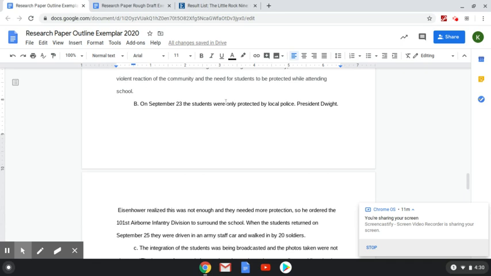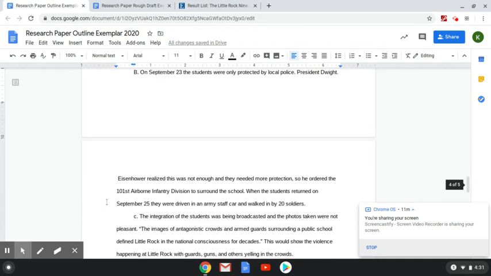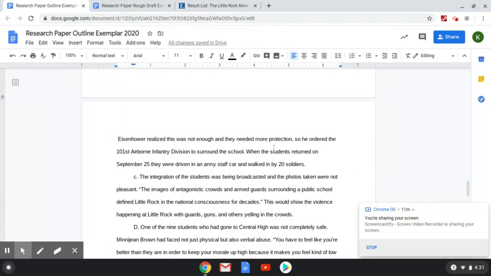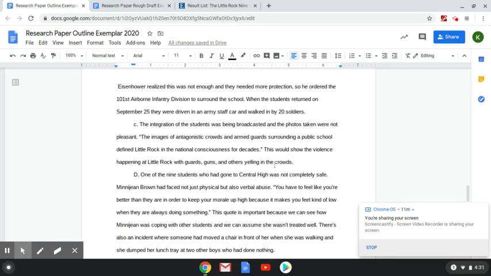"So on September 23rd, the students were only protected by local police. President Dwight Eisenhower realized this was not enough and they needed more protection, so he ordered the 101st Airborne Infantry Division to surround the school. When the students returned on September 25th, they were driven in an Army staff car and walked in by 20 soldiers." Wow. "The integration of the students was being broadcasted and the photos taken were not pleasant."